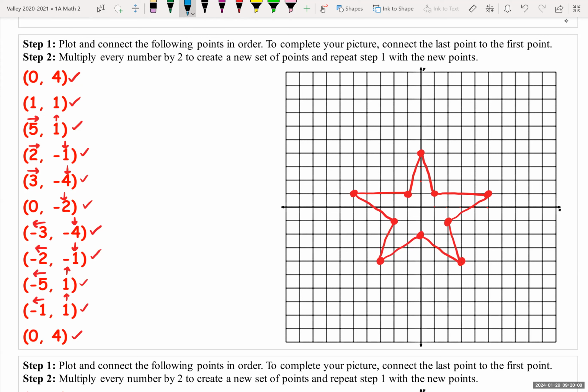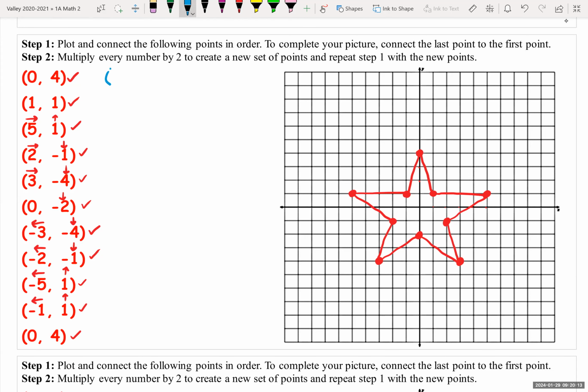So I'm going to go to the very first one. It's 0, 4. So just next to it, we're going to multiply by 2 and write the new numbers. So if I do 0 times 2, I get 0. So I have 0 and 4 times 2 is 8. So that first point changes to 0, 8. Just multiplying every number by 2. So this one turns to 0, 8. Then I'm going to multiply the next one by 2. 1, 1. So 1 times 2 is 2. And 1 times 2 is 2. So my second point is 2, 2.